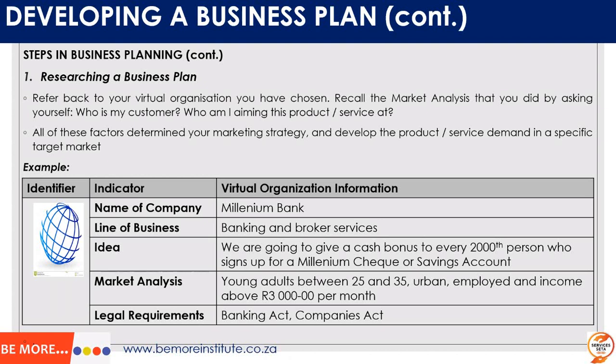Market analysis, you would have done that in the past. So market analysis, talking about your target market. In here, Millennium Bank is looking at young adults between 25 and 35, urban, employed, income above 30,000, 3,000 per month. What are the legal requirements that you're looking at? You're looking at the Banking Act and the Companies Act.